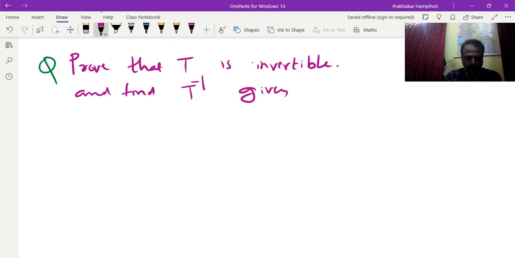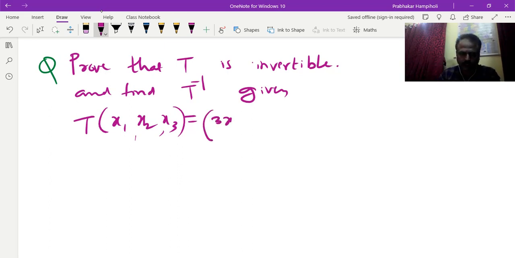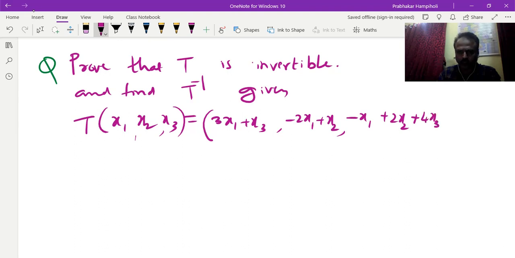given that T is taking a point from three dimensions, say x1, x2, x3. Purposely, I am using different nomenclatures. In the beginning, I used x, y, z. Now, I am using a, b, c. This is going to this type of point: 3x1 plus x3, minus 2x1 plus x2, and the third point becomes minus x1 plus 2x2 plus 4x3. Now observe, instead of this 3, 1, minus 2, something, you may go on changing different numbers, you go on getting different matrices.